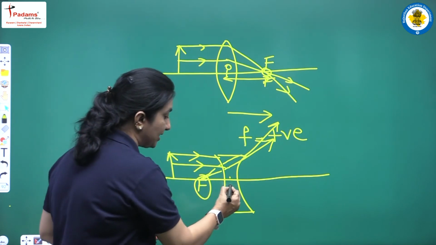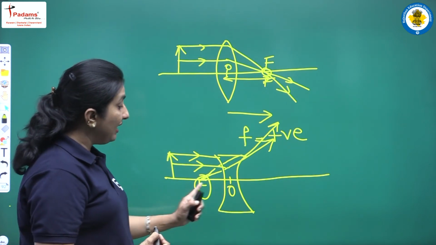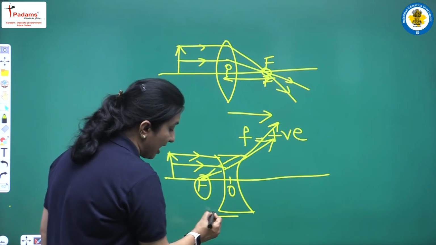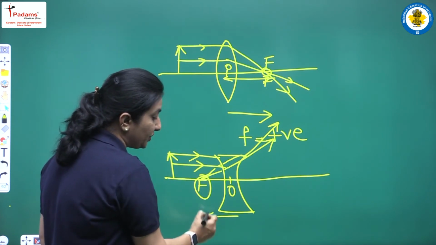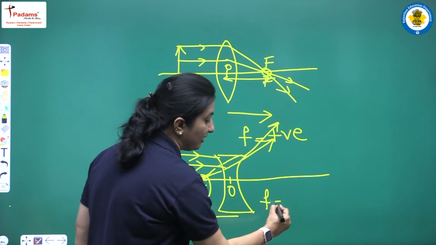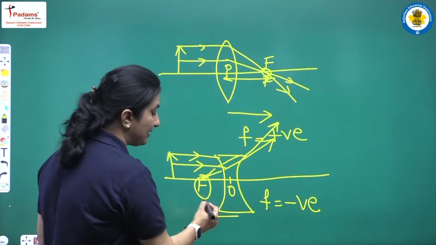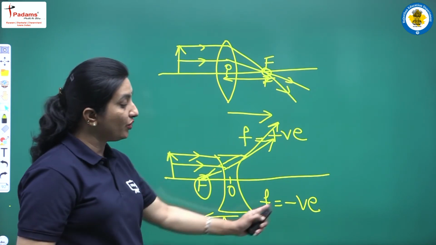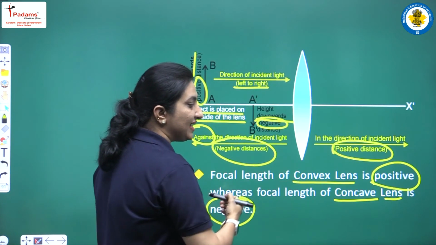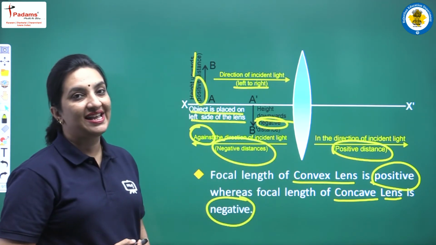And since the focus is on the left hand side of the concave lens, in order to measure the distance, we have to move in a direction opposite to the direction of incident ray of light. So, here F is going to be negative, where F is the distance between the optical center and the principal focus. So, F is going to be negative. This is what we have written here, that the focal length of convex lens is positive, whereas the focal length of concave lens is always negative.